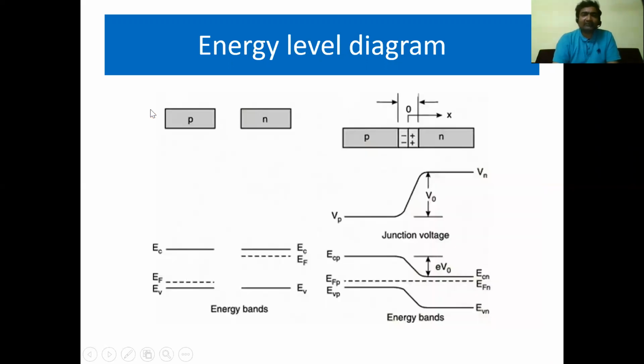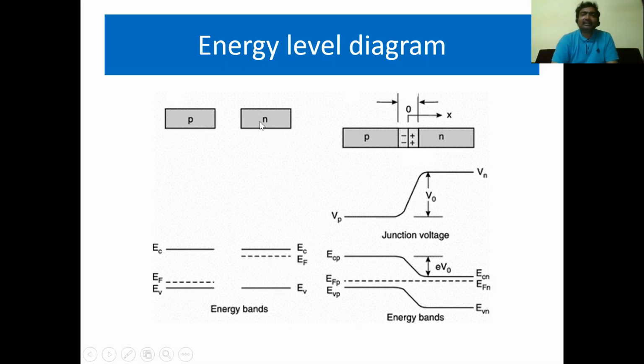Let me explain very clearly. So this is the p-type semiconductor, and EC is the lowest energy level of the conduction band and EV is the highest energy level of the valence band, and EF is the Fermi level. It is very close to EV in case of p-type semiconductor. This is the n-type semiconductor, and this is the lowest energy level of the conduction band, and EV is the highest energy level of the valence band. In case of n-type semiconductor, the Fermi level lies very close to EC.